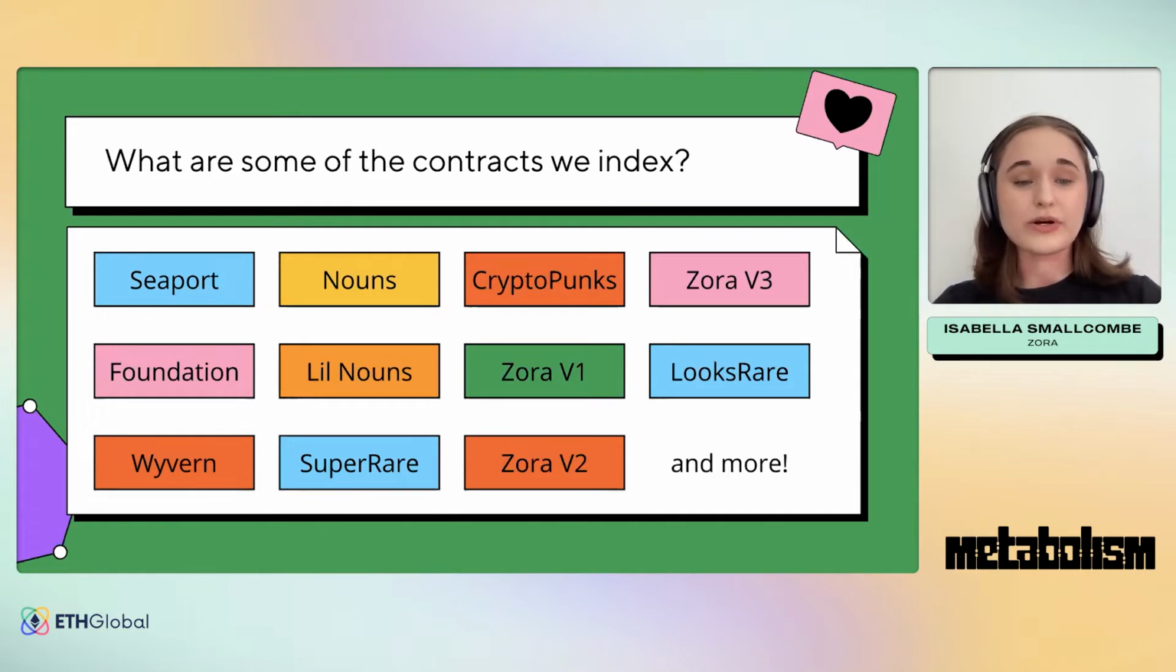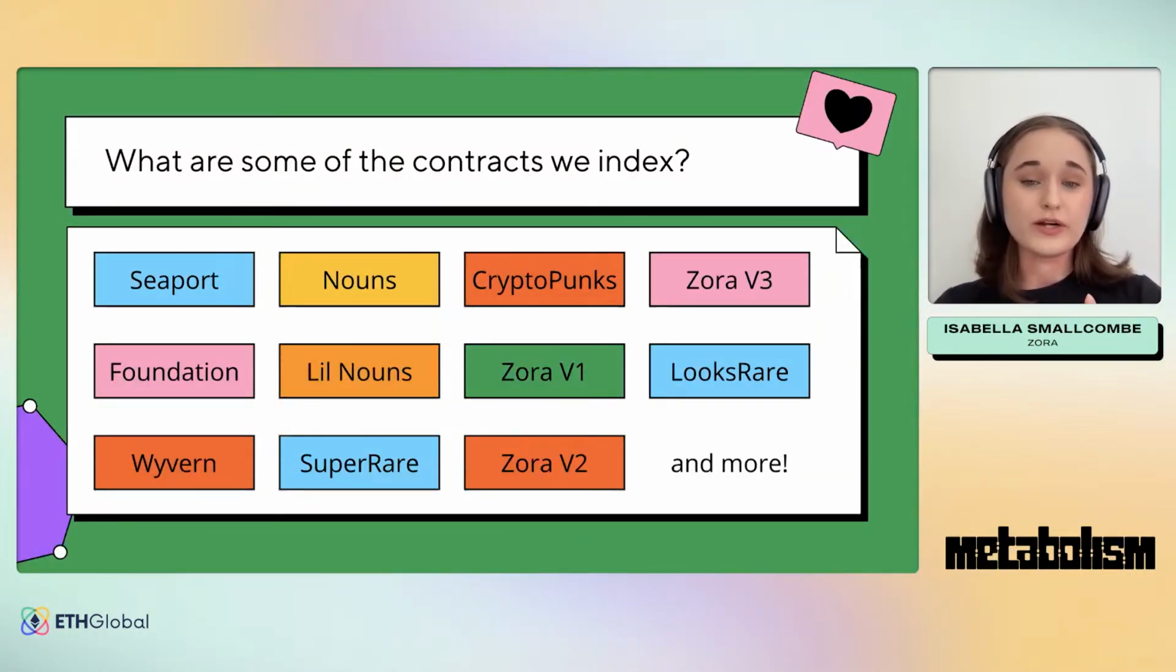But some of the contracts we support are Seaport sales, Seaport off-chain orders, Foundation sales, Wyvern sales, Nouns. We actually support all Nouns events, such as a bid, a settle, an auction created, etc. And we support that for Little Nouns as well. So you can get really data-rich Nouns and Little Nouns auction event history.